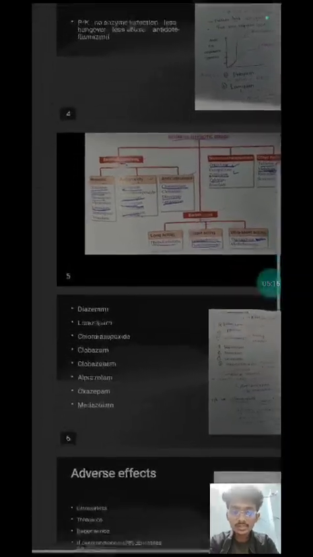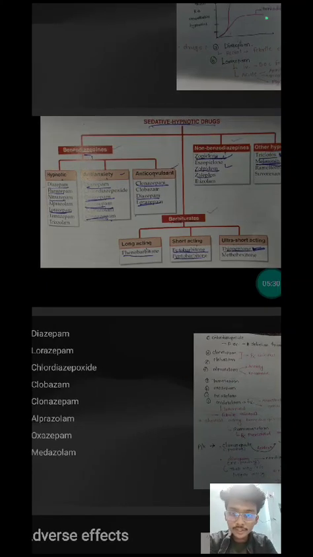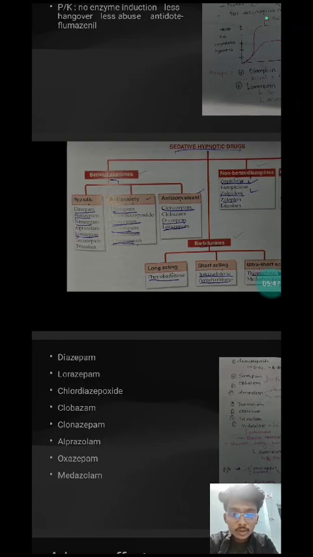Now this is the classification of the sedative hypnotic drugs, shown in the flow chart. Benzodiazepines: hypnotic means they cause sleep. They include diazepam, flurazepam, nitrazepam, alprazolam, lorazepam, temazepam and triazolam. Anti-anxiety drugs are diazepam, chlordiazepoxide, oxazepam, alprazolam, clonazepam. And anticonvulsant drugs are clonazepam, clobazam, diazepam, lorazepam.